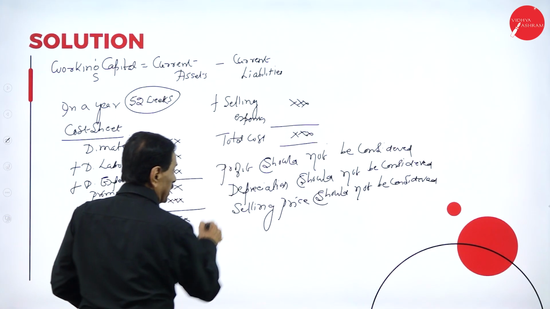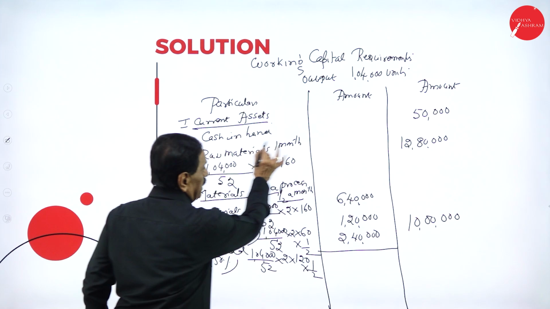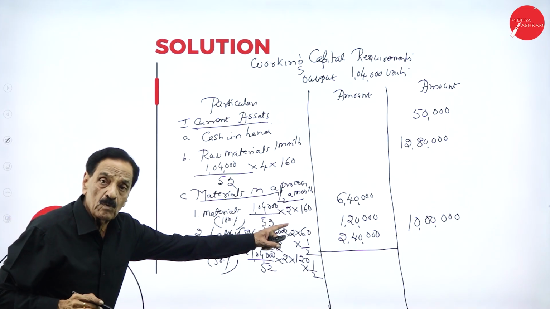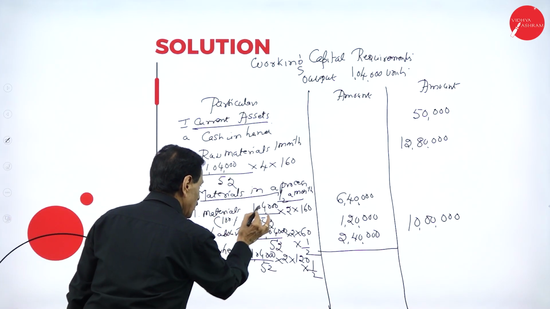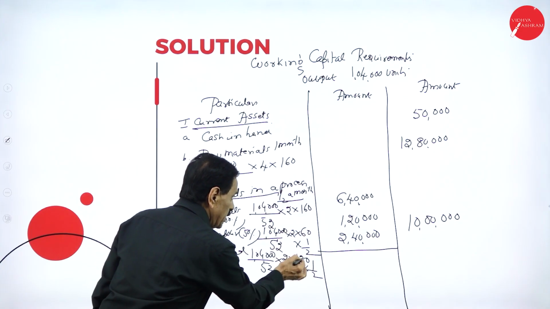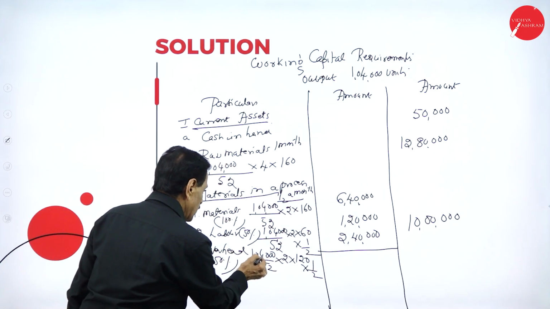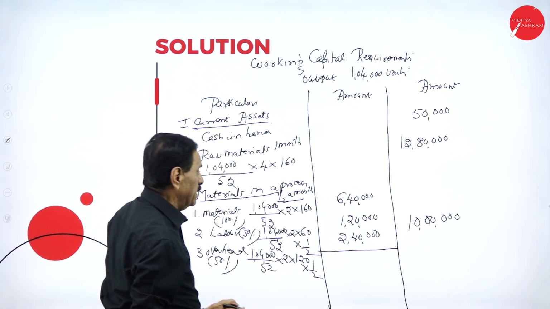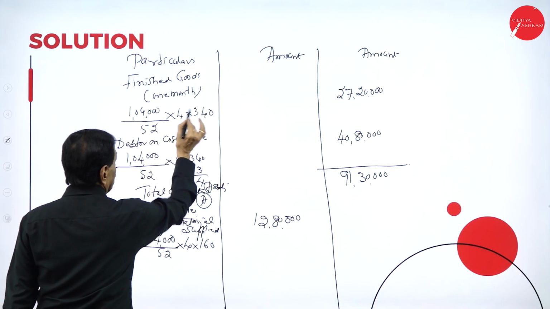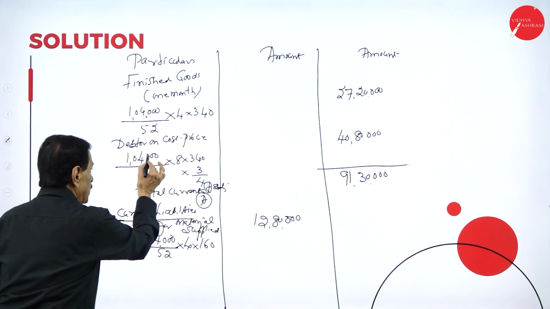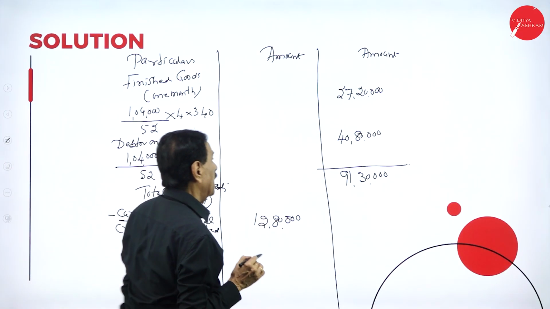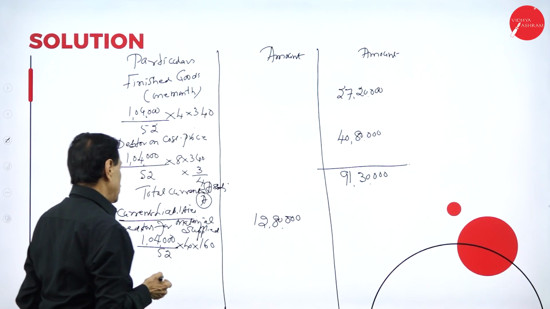In a year of 52 weeks, I have explained, it should not be considered. Current assets: cash in hand 50,000; raw material 1,04,000 for 4 into 160 is 12,80,000. Material in process, half a month: material 1,04,000 divided by 52 into 2 into 100... Labor 60, overhead 120, totally it becomes 10 lakh. Finished goods 1 month, 1,04,000 divided by 52 into 4 into 340 cost price. Debtor on cost price, 1,04,000 into 8 into 340; 1/4 is cash sale, 3/4 is credit sale, 40,80,000. Total it will come to 91,30,000.